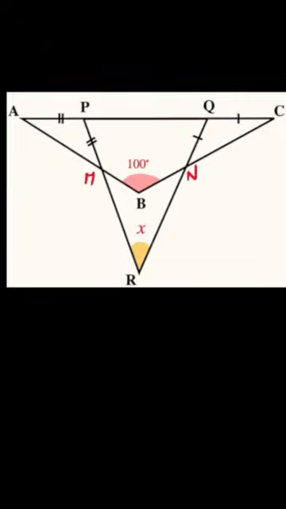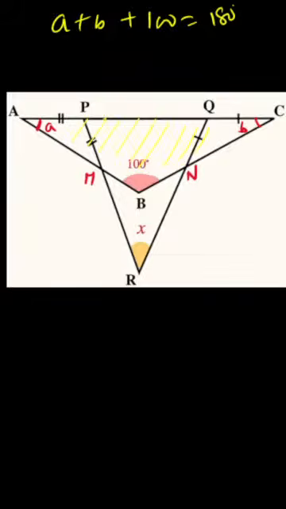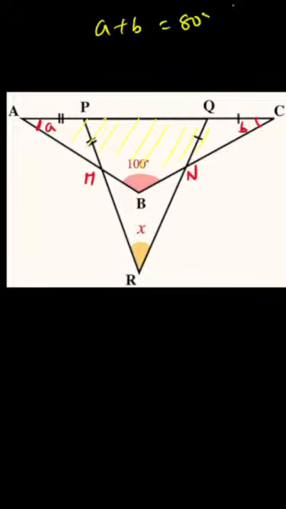Let's see. Considering the triangle BAC, let me mark this angle as A and this angle as B. So in this bigger triangle, I'll be writing A plus B plus 100 is equal to 180. And from here, I'll be getting A plus B is equal to 80 on solving this equation. A plus B is equal to 80. This is my first equation.